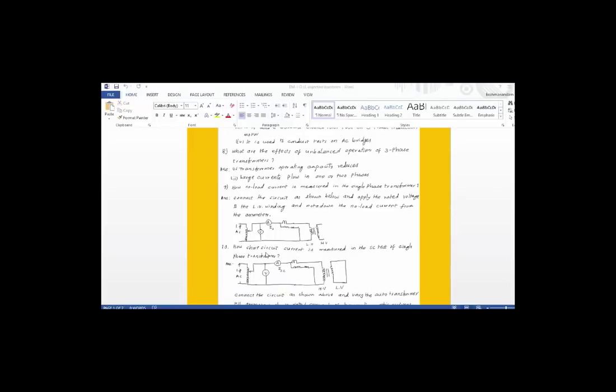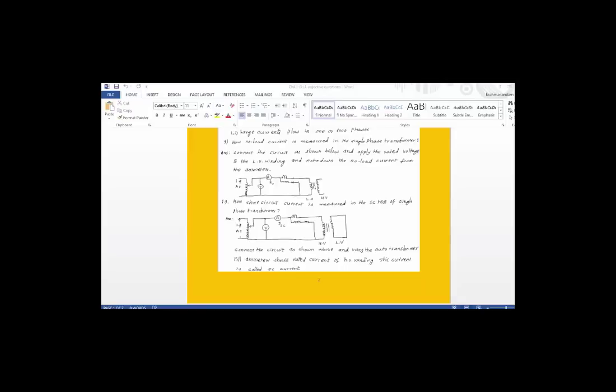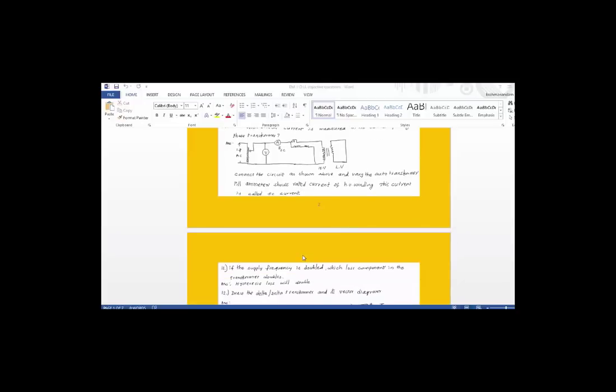Next, 10th question. How is short circuit current measured in the SC test of single phase transformer? Connect the circuit like this with LV short circuited and HV connected to the supply via auto transformer, voltmeter, ammeter and wattmeter. Then vary the auto transformer output voltage in such a way that ammeter reads the rated current of HV winding, and this reading is called the short circuit current.